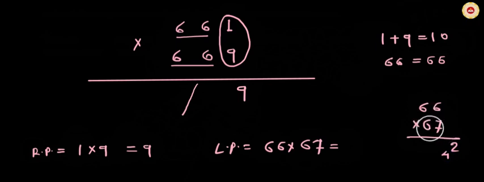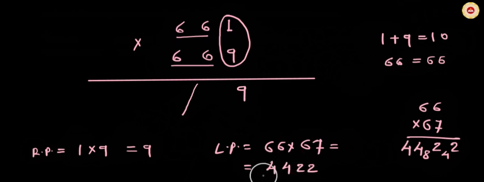7 sixes are 42 plus 6 sixes are 36. 42 plus 30 is 72, plus 6 is 78. 78 plus 4 is 82. Write 2, carry 8. Now second column, 6 sixes are 36 plus 8, 44. So the answer is 4422.